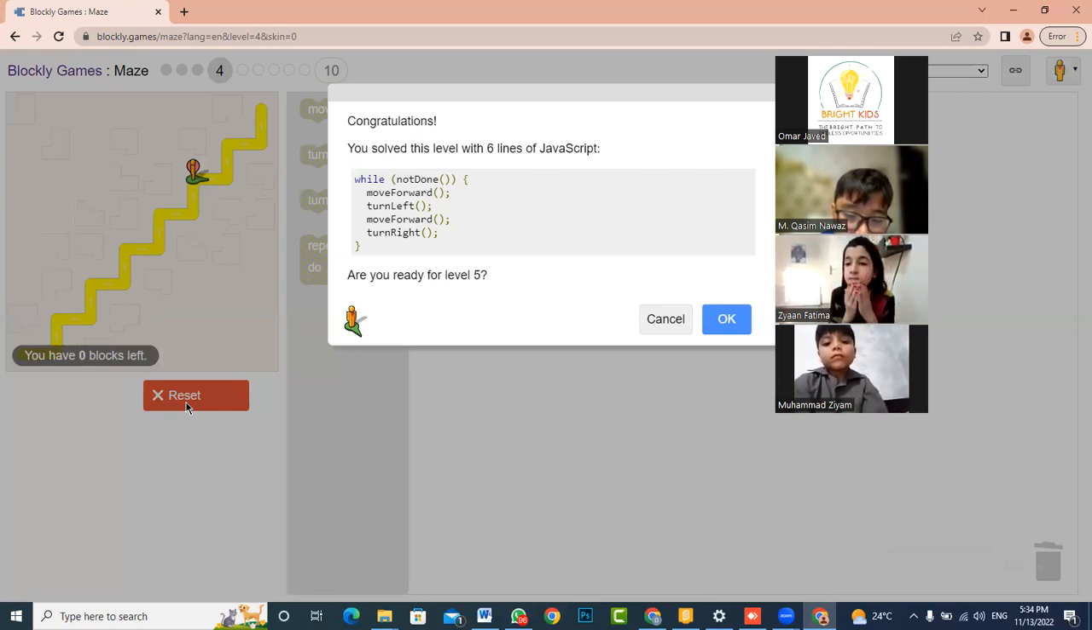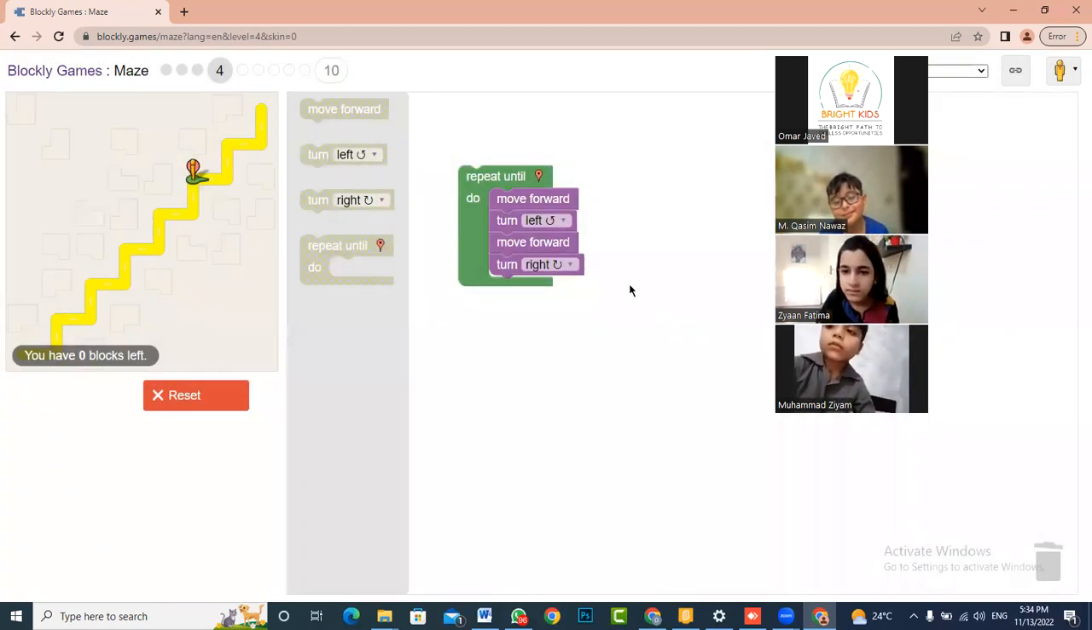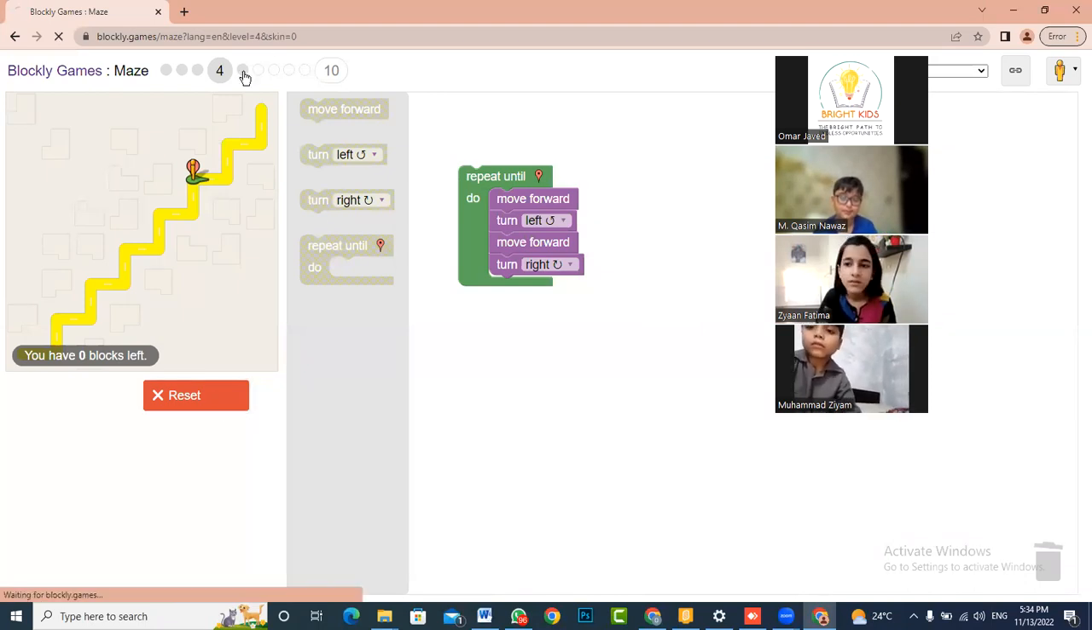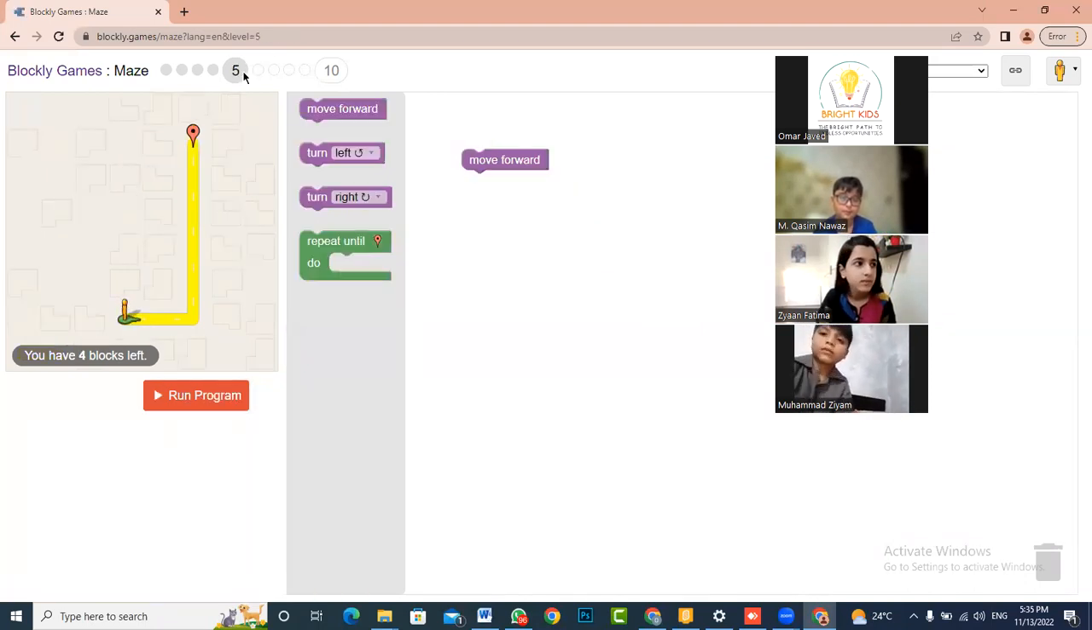If you guys are done with these 4 levels, that's fine. Okay, so we needed to complete the 4 levels today. Now tell me one thing, do you guys know how to solve this level 5? This is a little tricky.